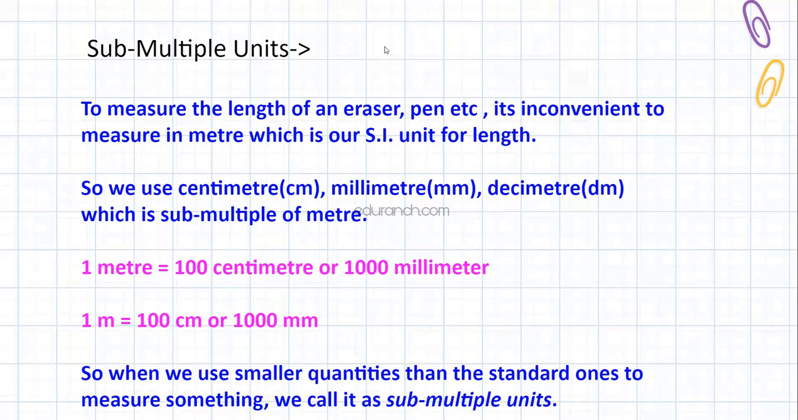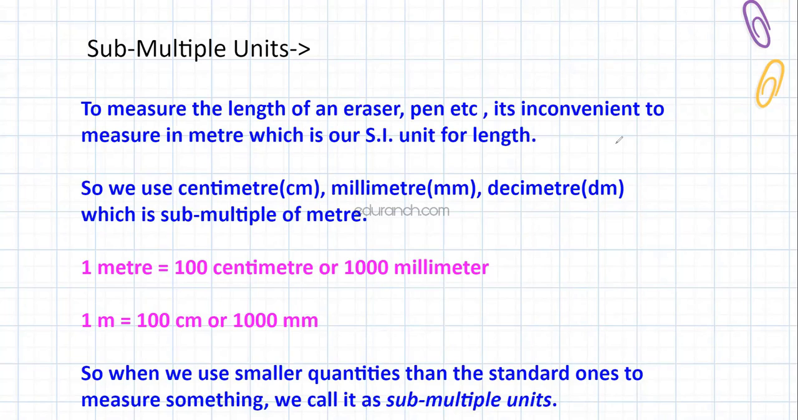Now what are sub-multiple units? Let's say we want to measure the length of an eraser or pen. So how can we use a meter in this case? As our SI unit for length is meter, but it's very inconvenient to use a meter to measure an eraser. So what can we do? We are going to use centimeter or millimeter or decimeter, which is a sub-multiple of meter.